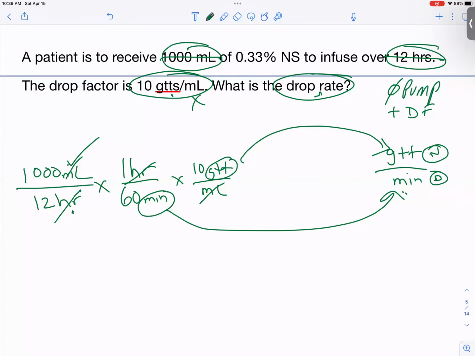Now it's just math. So you can cross off your zeros, or you can do it the long way. So 12 times 60 is 720, and 1,000 times 10 is 10,000. 10,000 divided by 720 gives me 13.88. And remember, no matter what, I cannot split a drop. So I always round drops per minute, drops, to a whole number. 8 is 5 and up, so my answer is 14 drops a minute.